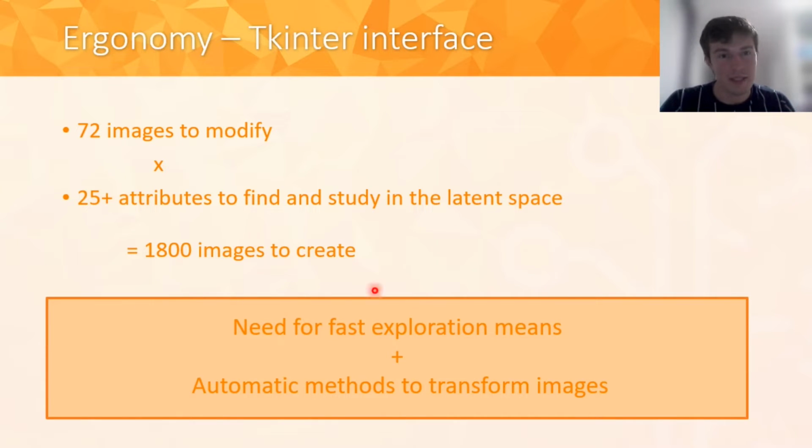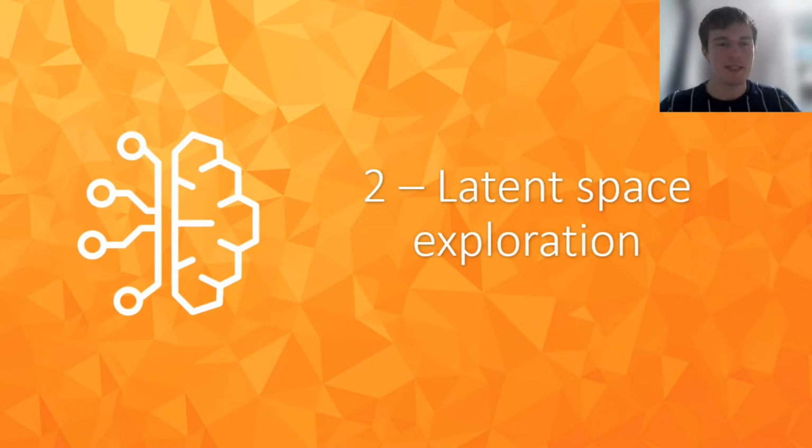So let's talk about the dataset. We have 72 images to modify, and we have more than 25 attributes to find and study to change on all the images. So that's more than 1,000 images to create. So we need automatic methods to transform our images, and we need a fast means to explore the style space. I will first talk about the latent space exploration.